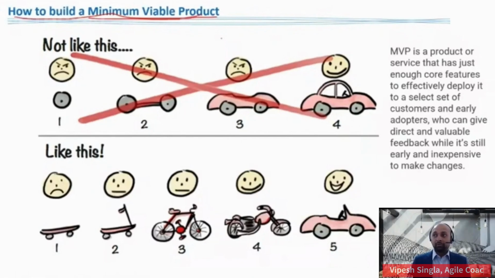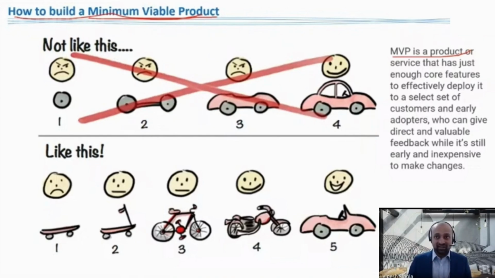What is a minimum viable product? It is a product or service that has enough features to effectively deploy it to a set of customers and early adopters who can give direct and valuable feedback while it is still early and inexpensive to make changes. What does that mean? You are not spending a crazy amount of money to develop an MVP, but you are building something which is still usable by the customer, and they will be able to provide feedback on it to you so that you can use that feedback to improve your product.